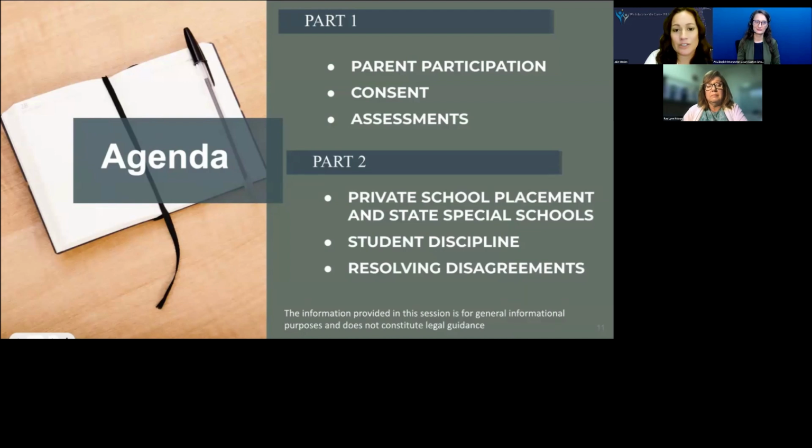Okay. So as they mentioned, today is part 2. In part 1, we talked about parent participation, consent, and assessments. Today, we're going to cover private school placements and state special schools. We'll also talk about school discipline and resolving disagreements. Next slide, please.